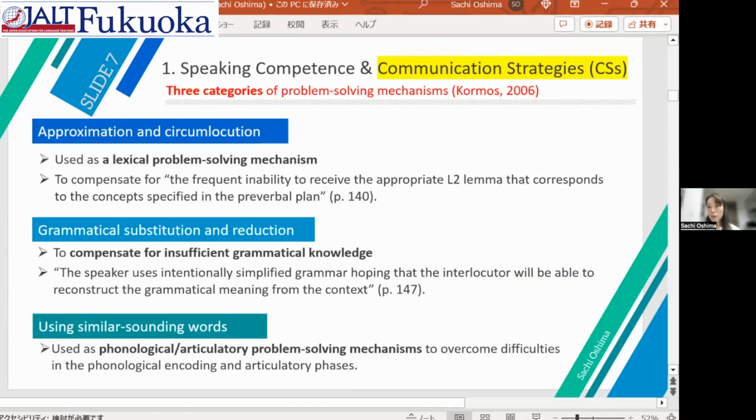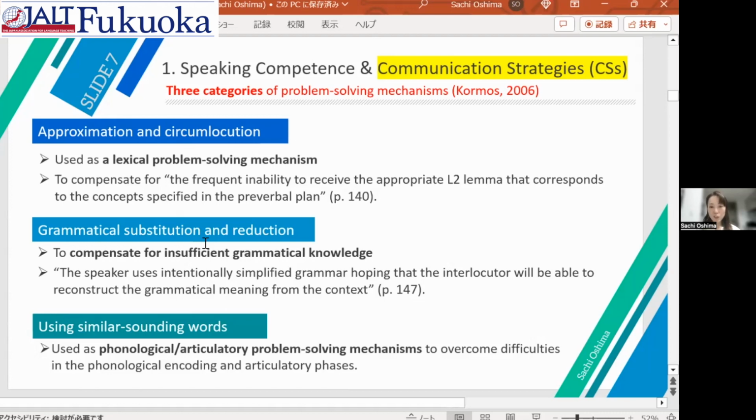Regarding communication strategies, Kasper categorized three problem-solving mechanisms. The first one is approximation and circumlocution. If the speaker has lexical problems such as a lack of vocabulary, they use circumlocution, which means the student doesn't have the certain word, but he or she tries to describe the thing using other words, or explain, and then you mean this. So this is circumlocution.